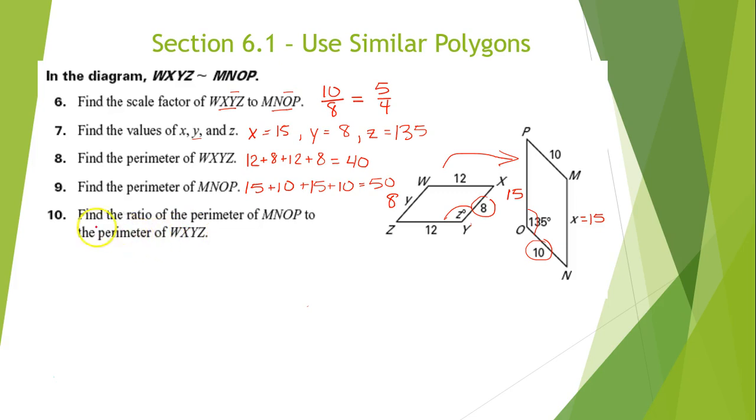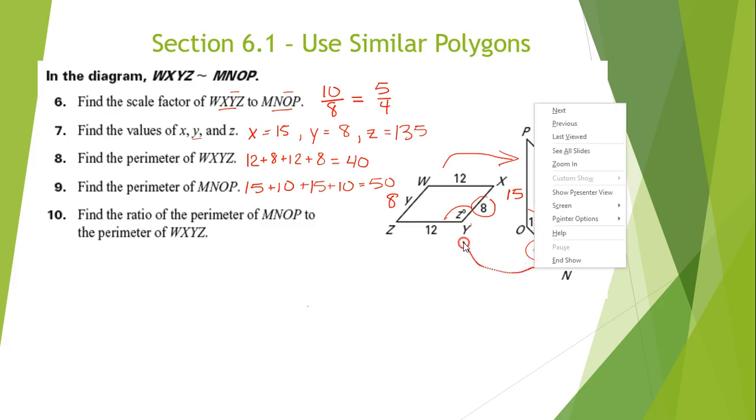All right, now it says find the ratio of the perimeter of MNOP to the perimeter of WXYZ. So now it says go this direction. Find the perimeter of this one to this one.